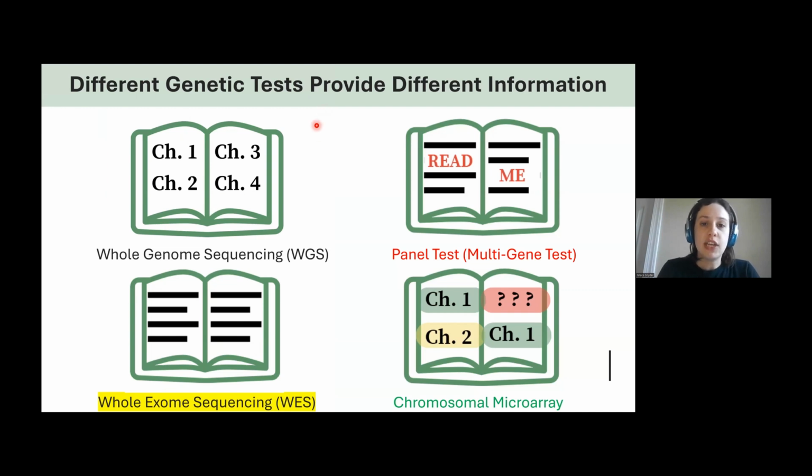So different types of genetic tests provide different information. They are looking at different parts of your DNA book. And I'm going to go over 4 types of genetic tests today. These are not all of the genetic tests that are available, but they are the ones that you'll probably most commonly encounter if you're doing any genetic testing for your child. So the first type is whole genome sequencing. Second type is whole exome sequencing. The third is a panel test or a multi-gene test. And the fourth is a chromosomal microarray.